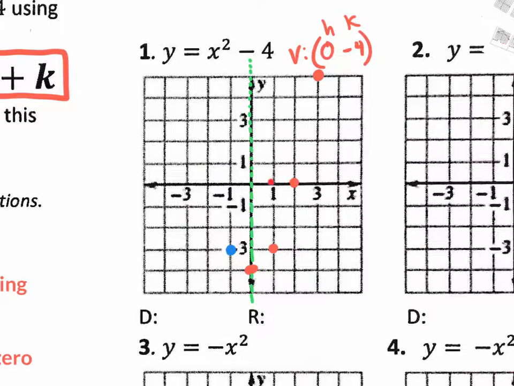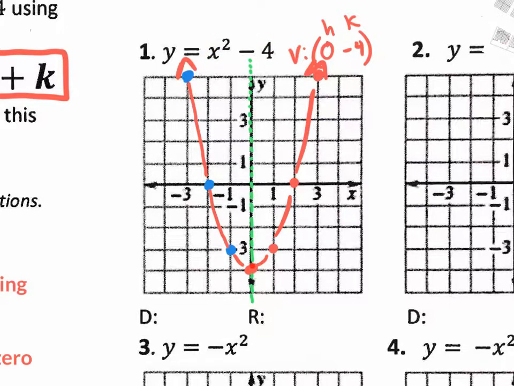This other one is how many units away? 2, so I want to go 2 this way, and I put my dot right there. And then I go back up here, and how many units? 3, so I go 3 this way and put a dot right there. Ladies and gentlemen, I have graphed this parabola without doing any math. I didn't do any math. I didn't use a calculator. All I did was recognize my h and my k.